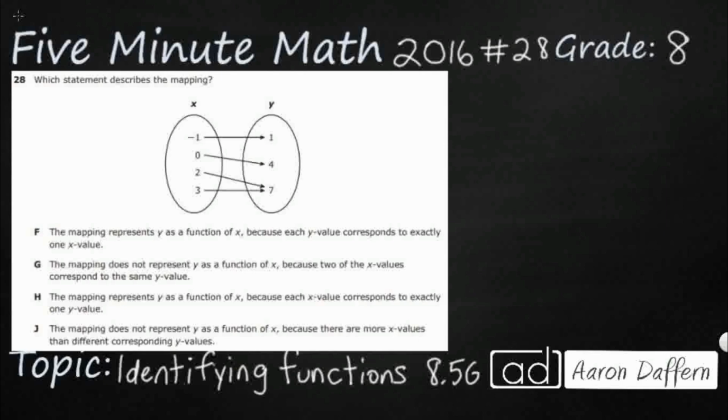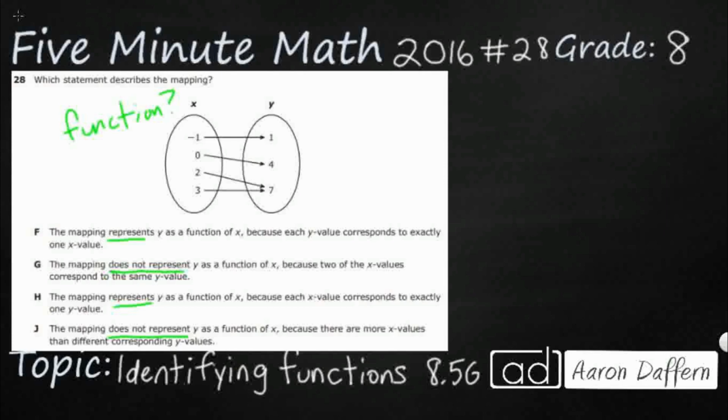So we've got this strange mapping here where we've got 4 x values, we've got 3 y values, and we've got some arrows here, and we need to identify whether it is or is not a function, right? F says represents, g says does not represent, h says represents, j says does not represent. So first and foremost, what is a function? Let's define that before we see which of these answer selections is correct.